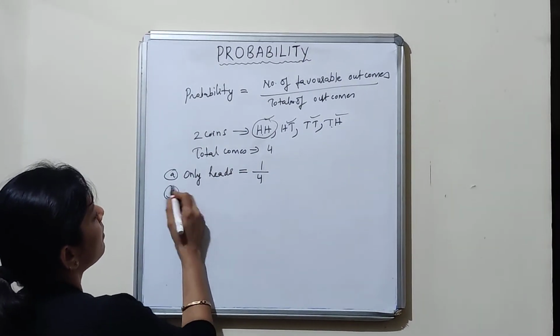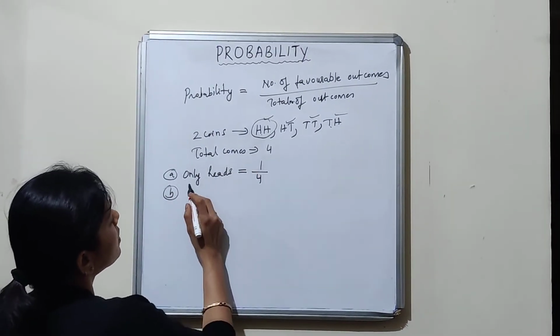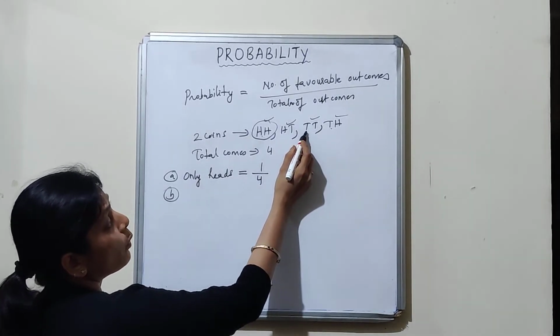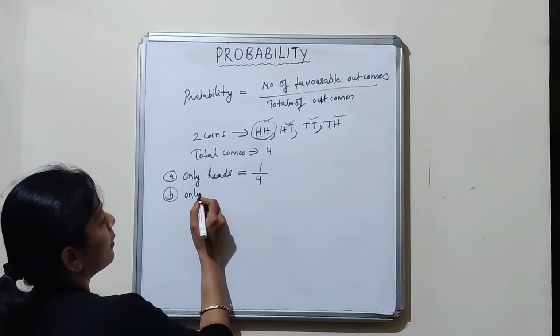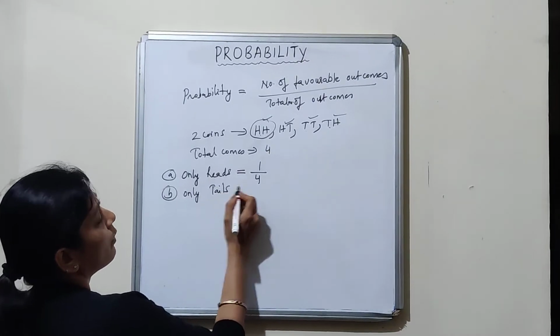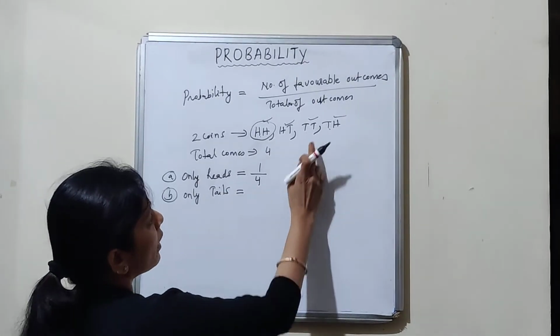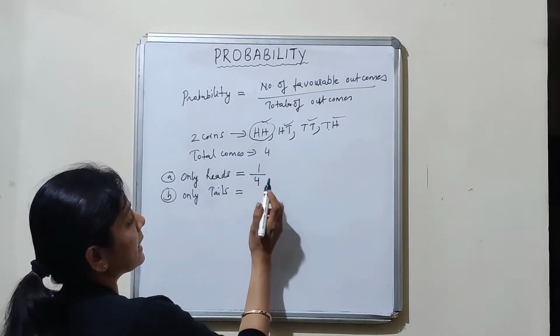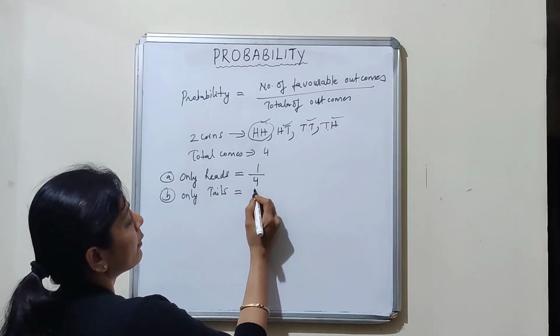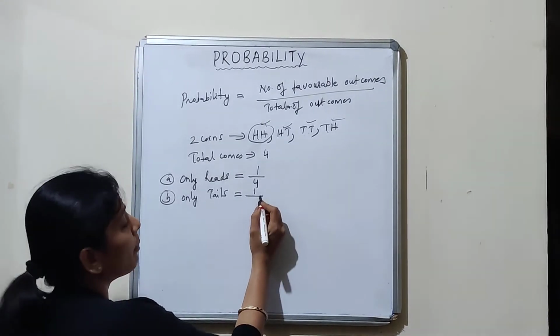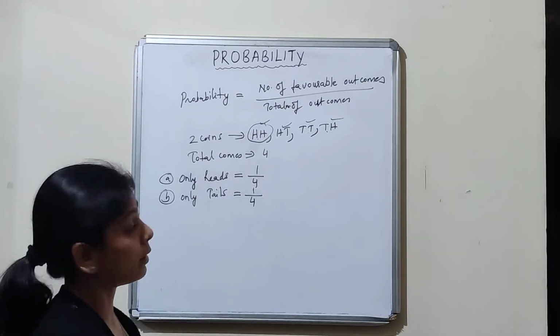Now if I am willing to take out the probability of only tails. For only tails also we are having only 1, all the tails are there in this one. So it will be 1 out of the total number of outcomes, which is 4 here.